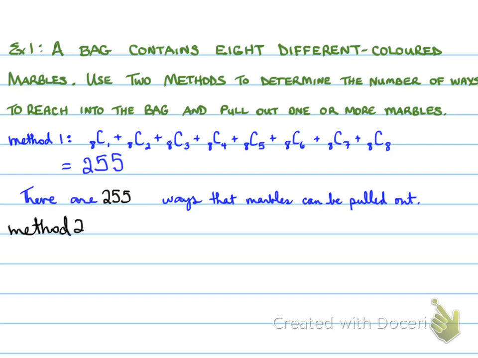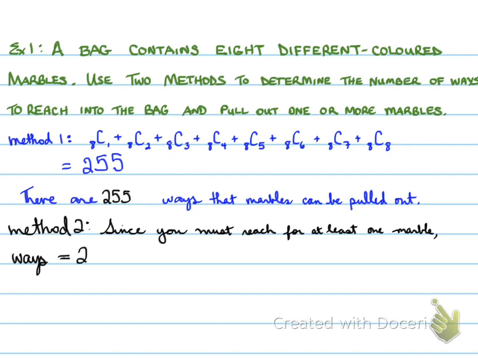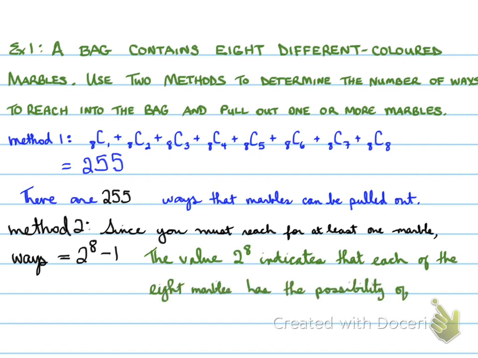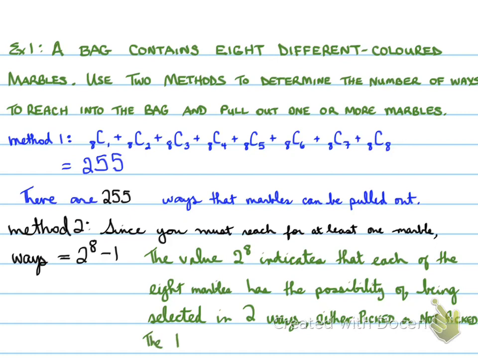Now, let's look at method number 2. How's another way that we could do this problem in a different way? Well, that is if we consider the indirect method. Since you must reach for at least 1 marble, the ways will be 2 to the 8 minus 1, which is basically the null set. So the value of 2 to the 8 indicates that each of the 8 marbles has the possibility of being selected in 2 ways, either picked or not picked, chosen or not chosen.